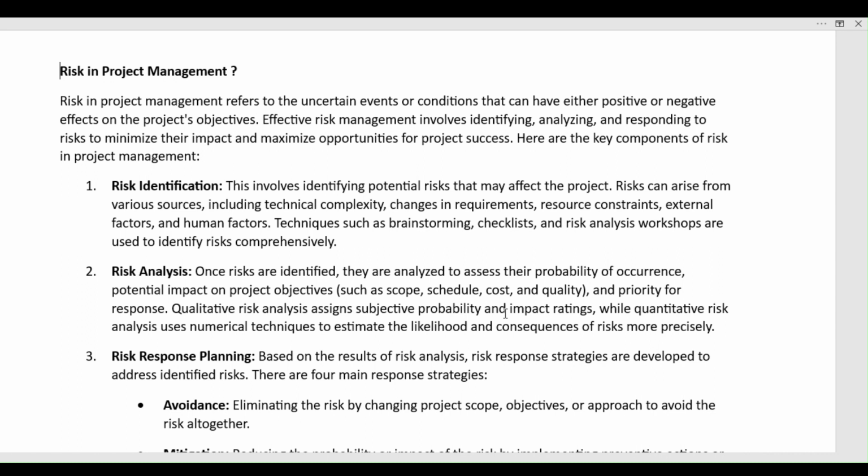Second is risk analysis. Once the risks are identified, they are analyzed to assess their probability of occurrence, potential impact on project objectives such as scope, schedule, cost, and quality, and priority for response. Qualitative risk analysis assigns subjective probability and impact ratings, while quantitative risk analysis uses numerical techniques to estimate likelihood and consequences of risks more precisely.